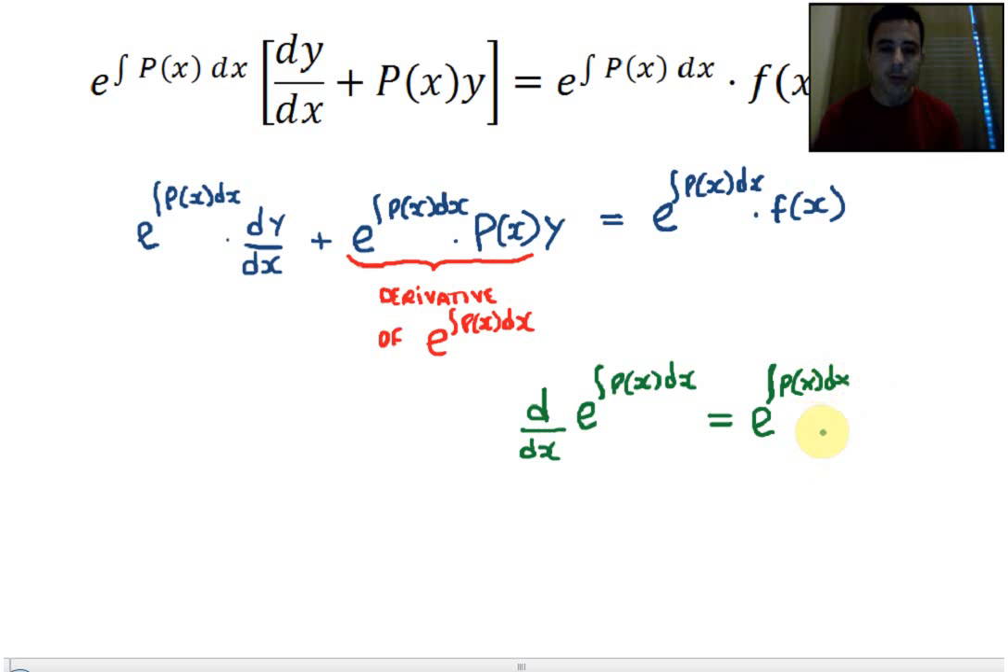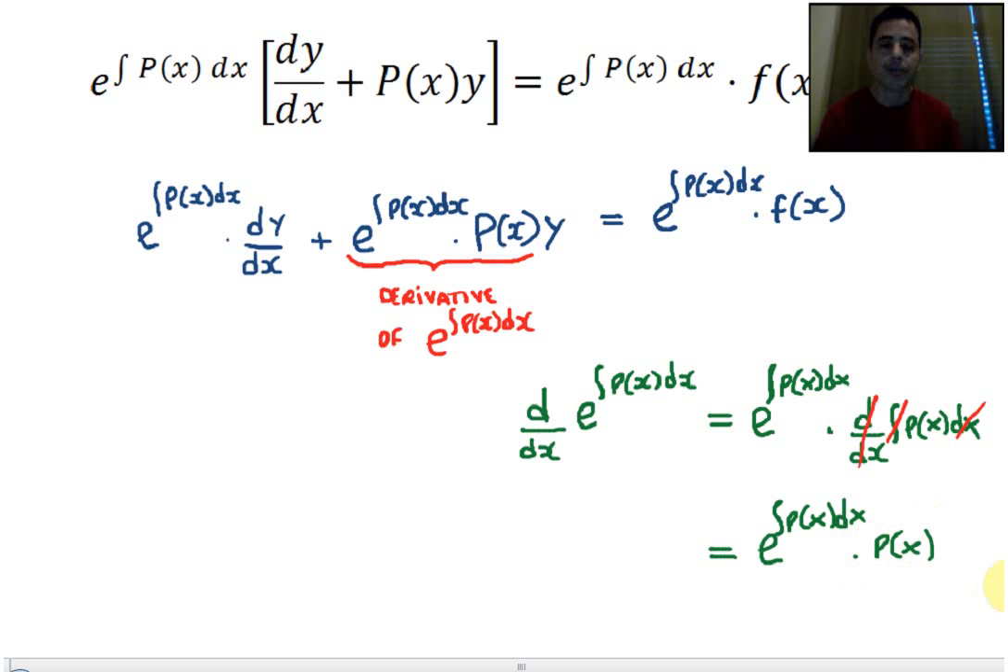dx times the derivative of that exponent. So dx of the exponent. Well, the derivative with the integral, it canceled, right? It's a derivative of the antiderivative. So, in other words, this derivative here will cancel with the integral. So you get the p of x, right? So that is e to the integral of p of x dx times p of x.